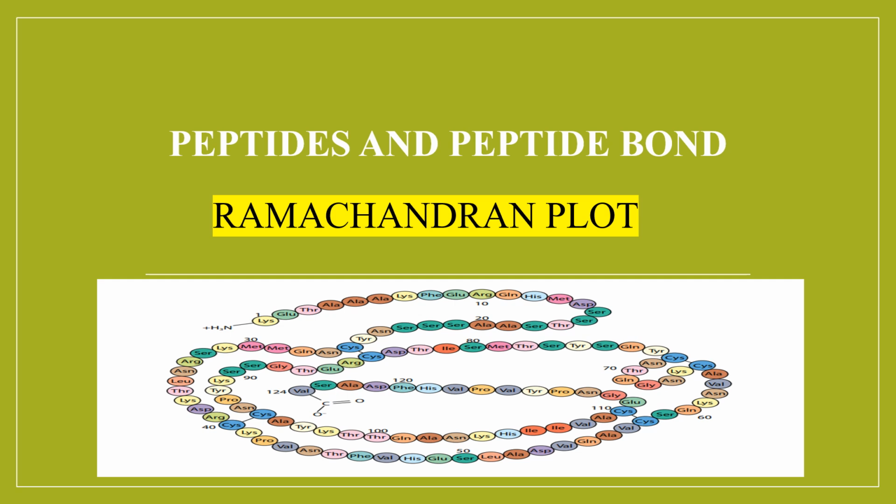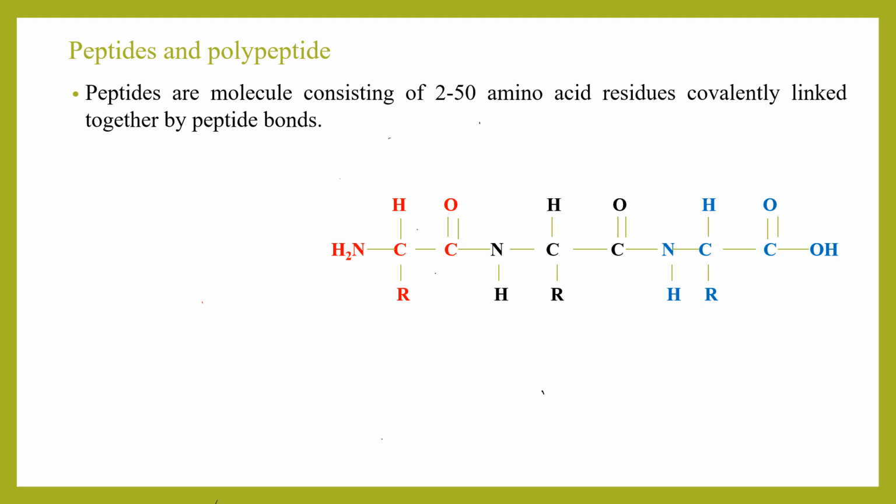In this video we will be discussing peptides and the peptide bond, as well as the Ramachandran plot. In our previous video we have already discussed amino acids. Now we know the general structure of an amino acid: it contains an alpha carboxyl group, an alpha amino group, and an R side chain, each attached to the alpha carbon.